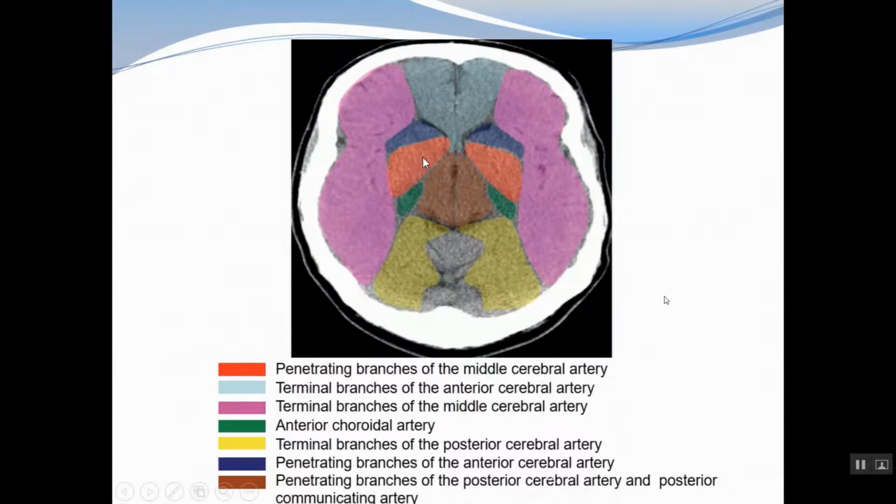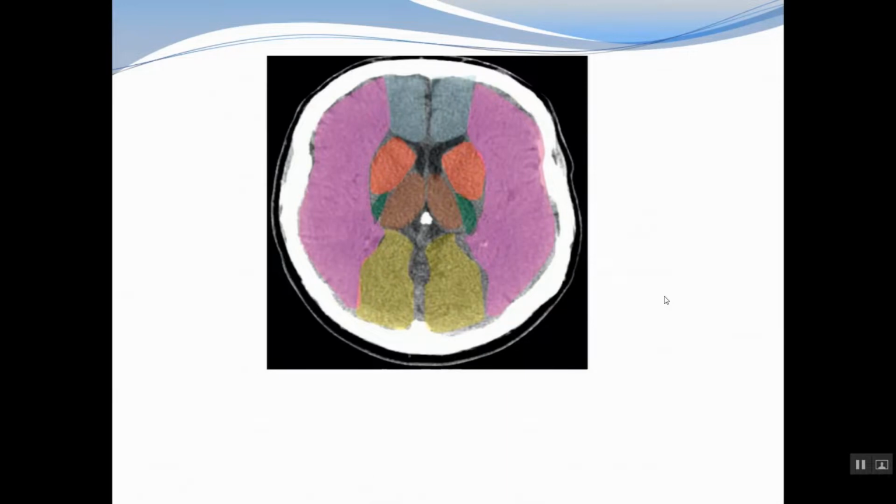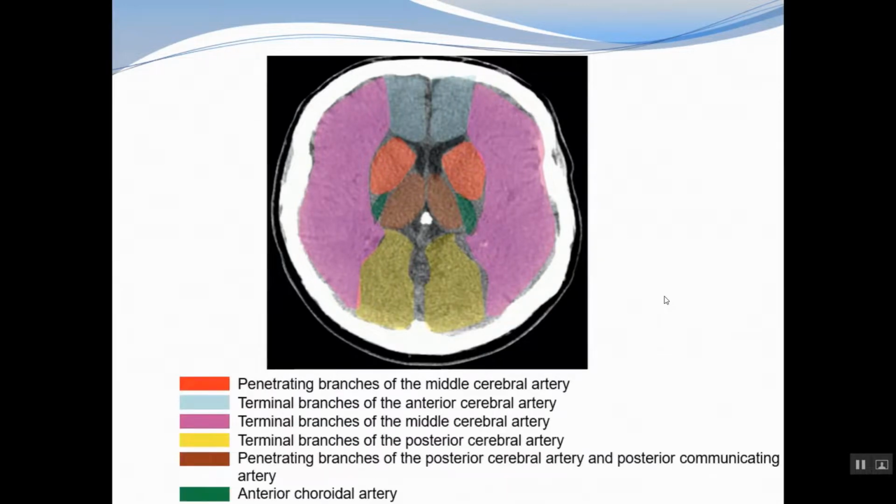Here there are penetrating branches of the middle cerebral artery, penetrating branches of the anterior cerebral artery, and this is penetrating branches of the posterior cerebral artery and posterior communicating artery, and this is anterior choroidal artery branches. The same.